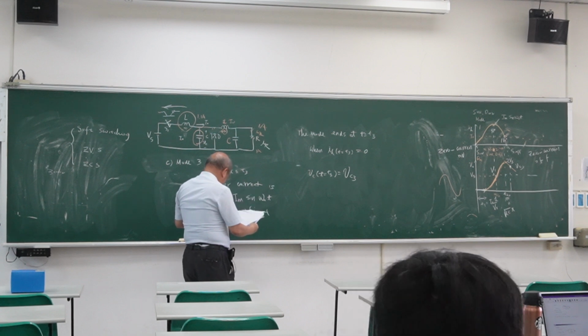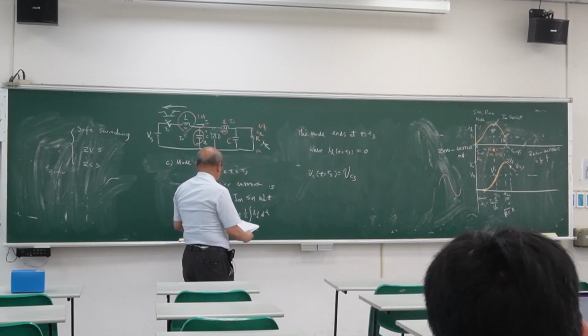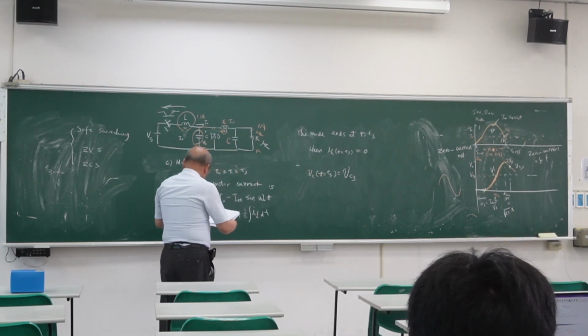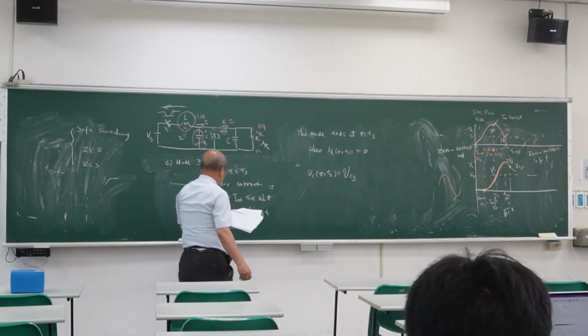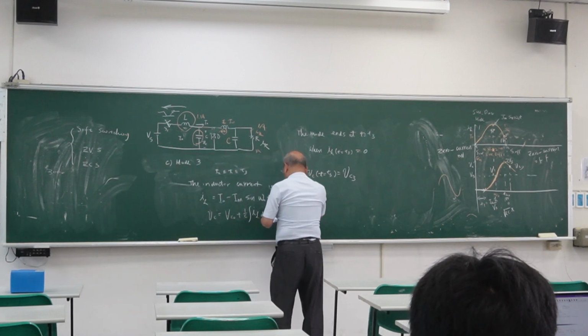Okay, so we can get this idea: ZCS on and ZCS off. So this is mode 3. Then we want to discuss mode 4.